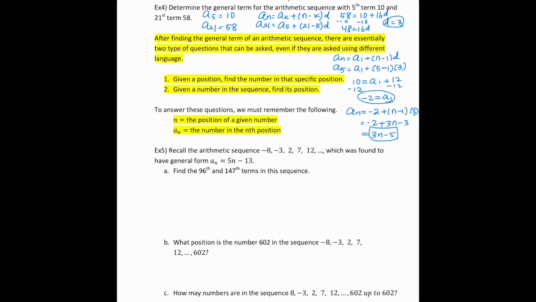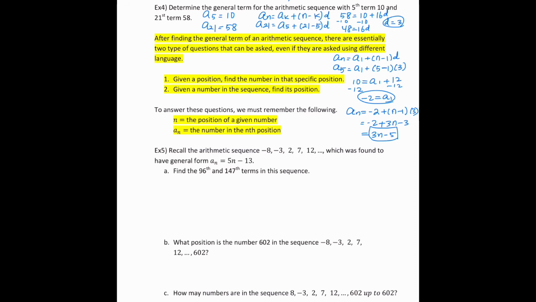So after finding the general term of the arithmetic sequence, there are essentially two types of questions that can be asked, even if they are asked using different language. Number 1, given a position, find the number in the specific position, and given a number in the sequence, find its position. So position means n and k, and then the number is going to be a sub n equal to what? To answer these questions, we must remember the following. So n means the position of the given number. A sub n is the number in that position.